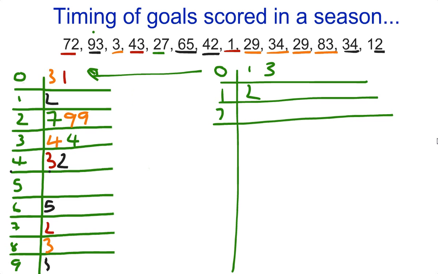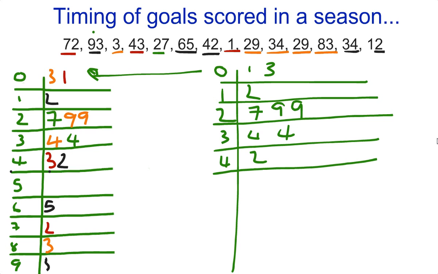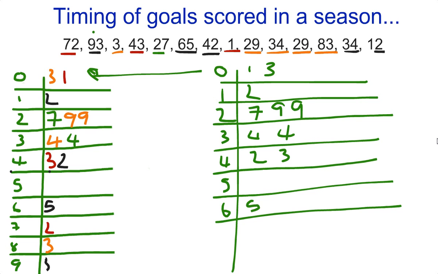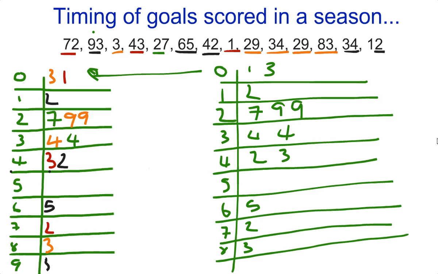And the next one would be 27, 29, 29, 34, 34, 42, then 43. You've got nothing in the 50s, but you still have to put it down there. You've got one number in the 60s, that's 65, 72, running out of space here, 83, and lastly 93. So that's how a stem and leaf table is created.